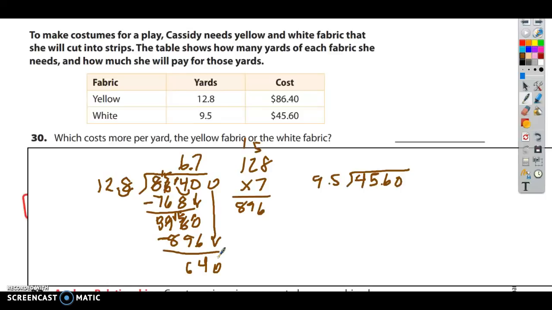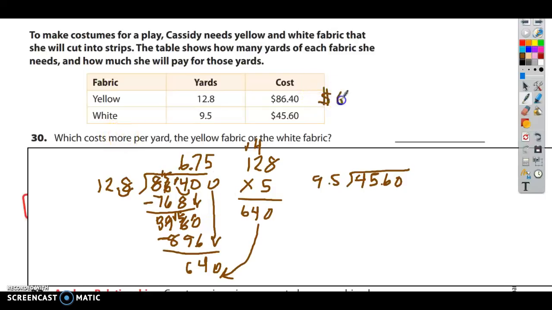And I don't think I've guessed that one yet. It might be 5. Something tells me it might be 5, so I'm going to try that. 128 times 5. I've got 40. I've got 5 times 2 is 10, plus 4 is 14. 5 times 1 is 5, plus 1 is 6. 640 goes below 640, which means my guess of 5 was right. So anyway, I figured out the yellow. The yellow is $6.75 per yard.